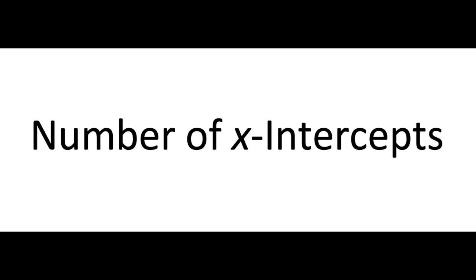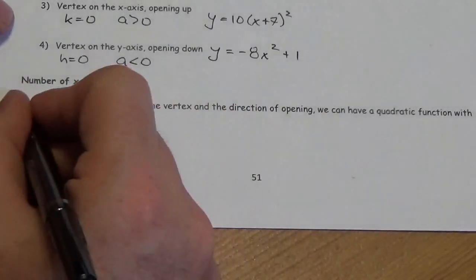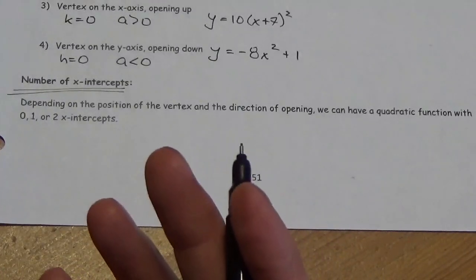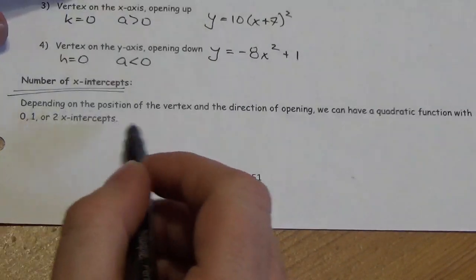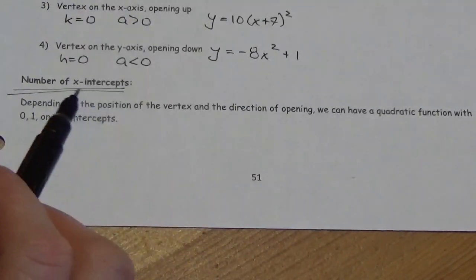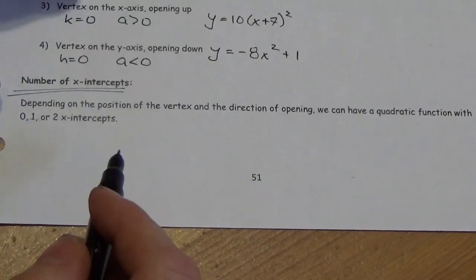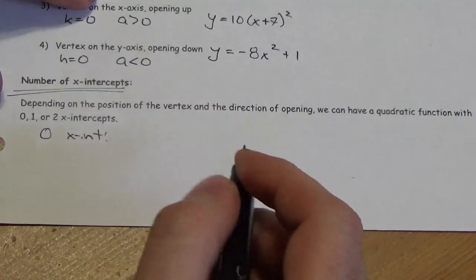Now we want to take a look at how the number of x-intercepts relates to the different values of the parameters of the quadratic function. I'm hoping that this is almost self-explanatory, but we're going to be explicit with it. Depending on the position of the vertex and the direction of the opening, you can have a quadratic function with 0, 1, or 2 x-intercepts. Now let's talk about 0 x-intercepts. What would that look like?